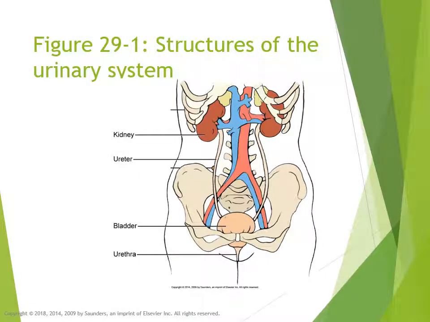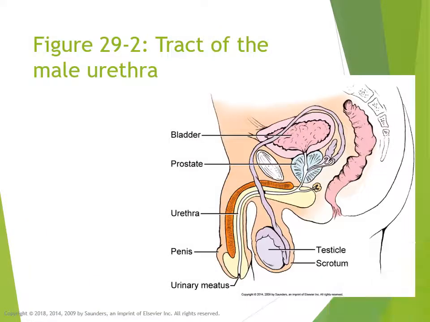So in your textbook, page 542, you can find figure 29.1. This is a picture of the structure of the urinary system. You see the kidney here to the left and the kidney to the right, the ureter, the bladder, and then the urethra. Figure 29.2 shows the tract of the male urethra.